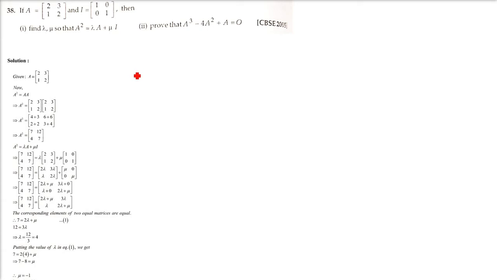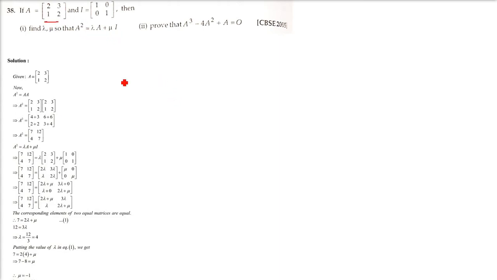Now this is A equals this, I is this. Find lambda and mu so that A square equals lambda A plus mu I. And then show A cube minus 4A square plus A equals 0. Okay. So the first one I am doing: A square equals lambda A plus mu I.